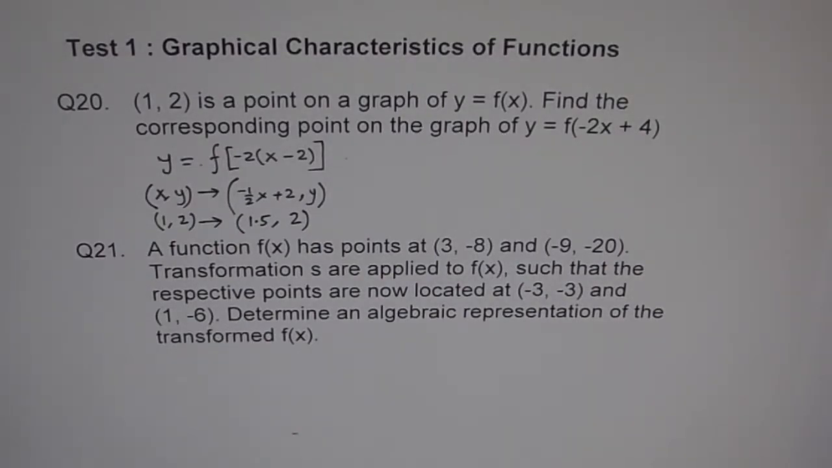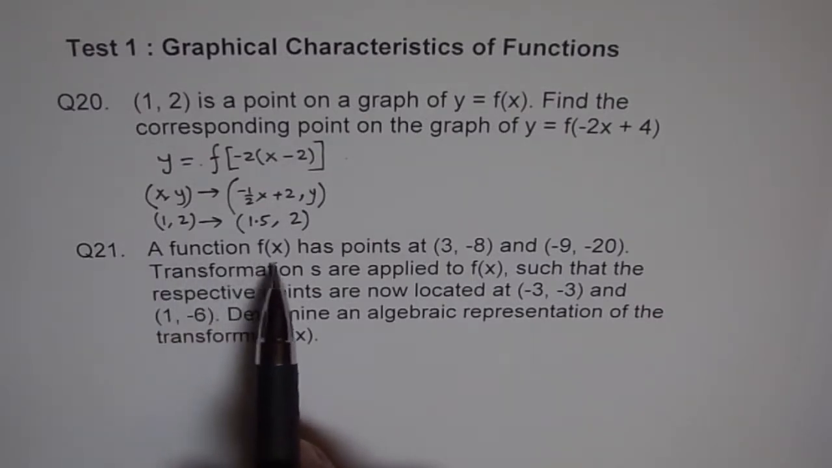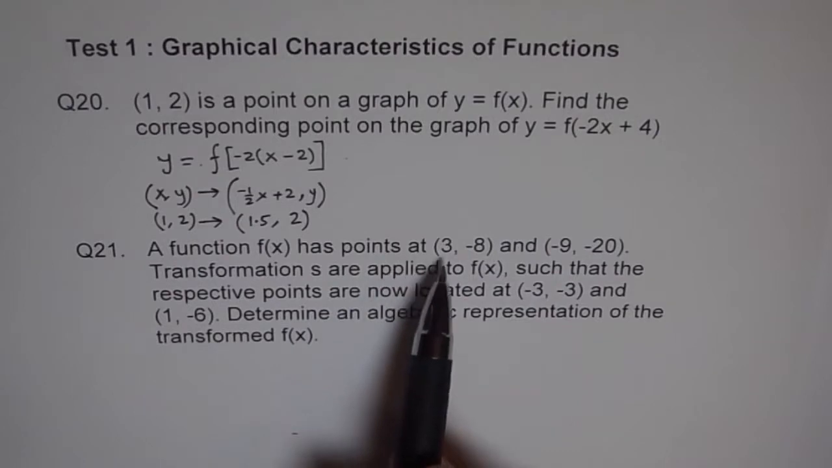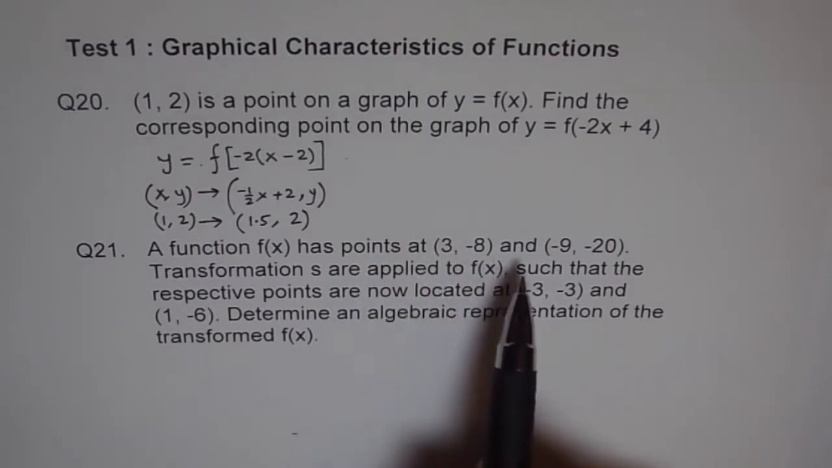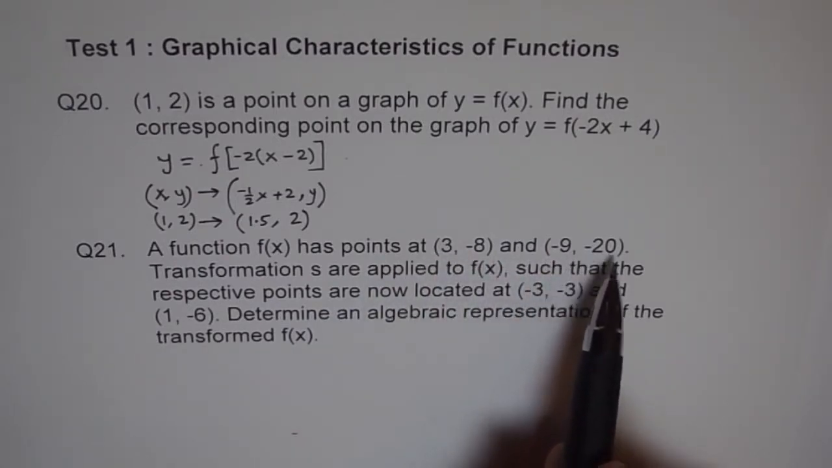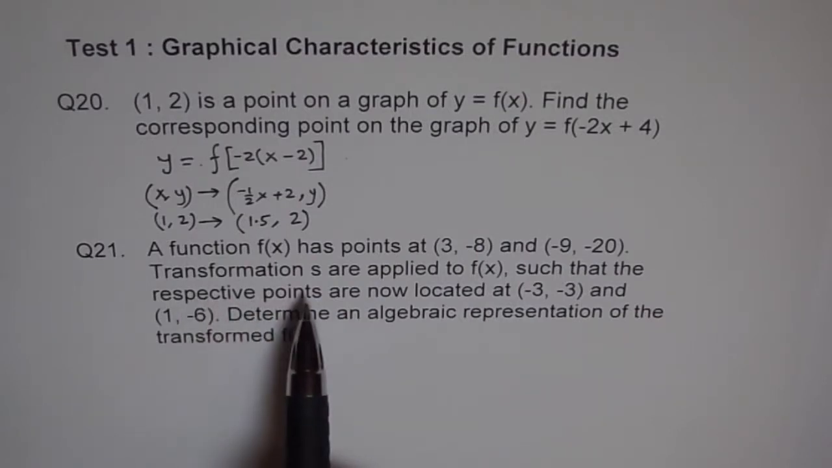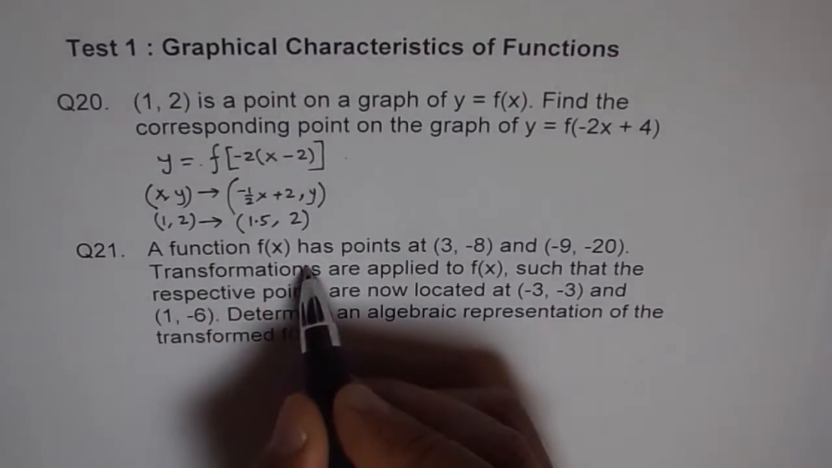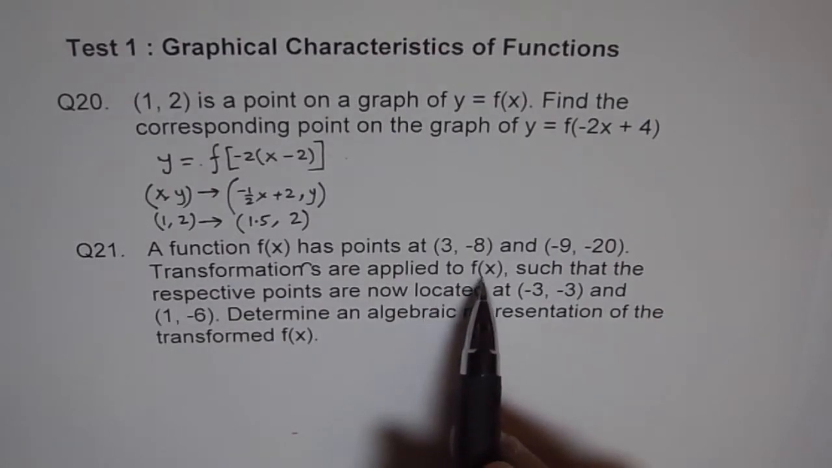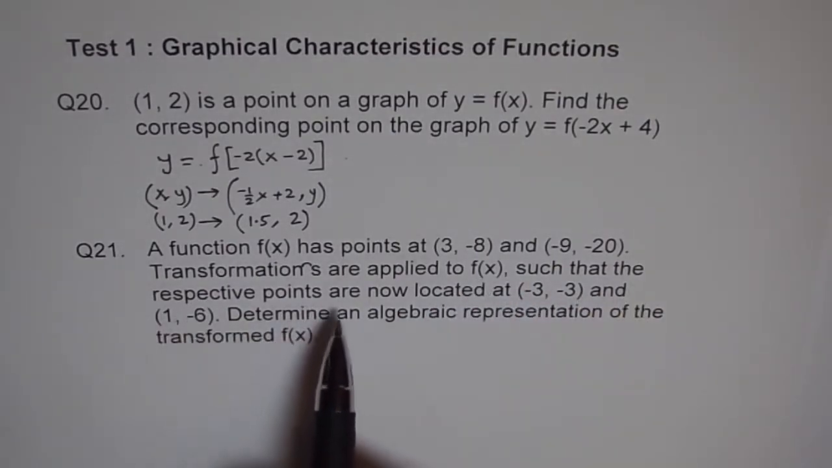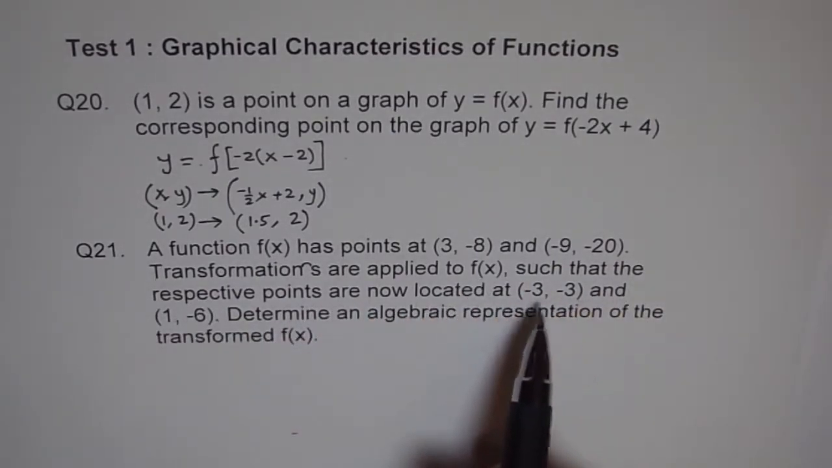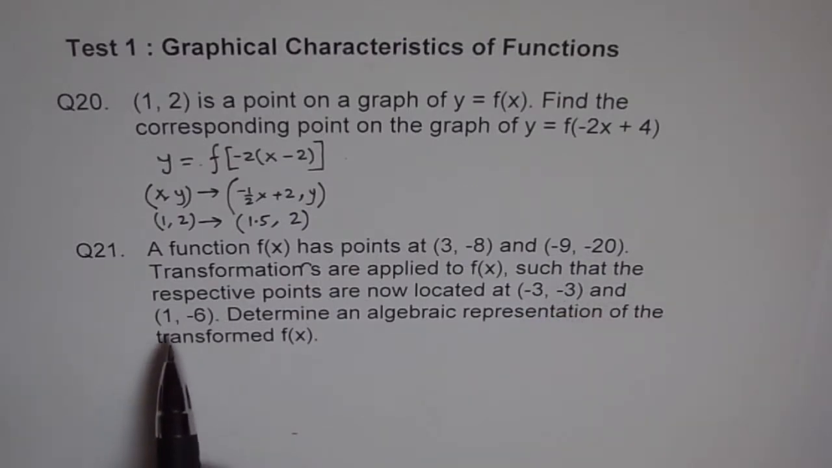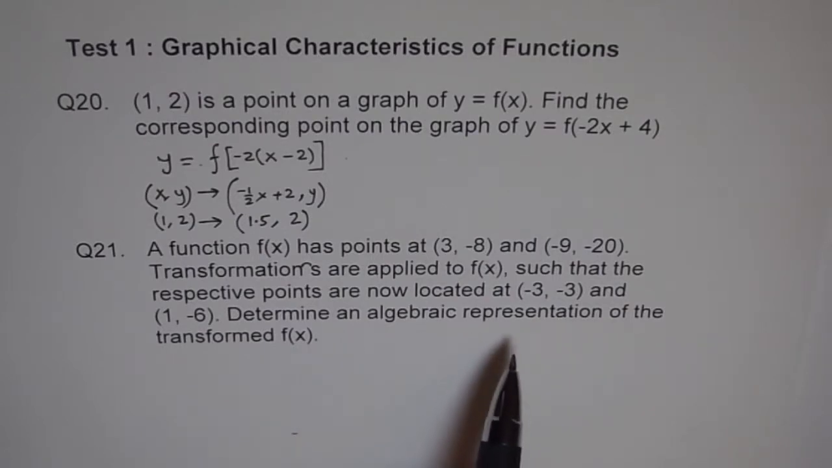Let's move on to question 21. Question 21 says, a function f of x has points at (3, minus 8) and (minus 9, minus 20). Transformations are applied to f of x such that the respective points are now located at (minus 3, minus 3) and (1, minus 6). Determine an algebraic representation of the transformed function.